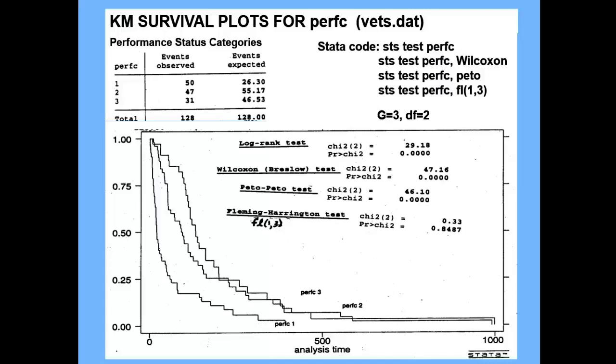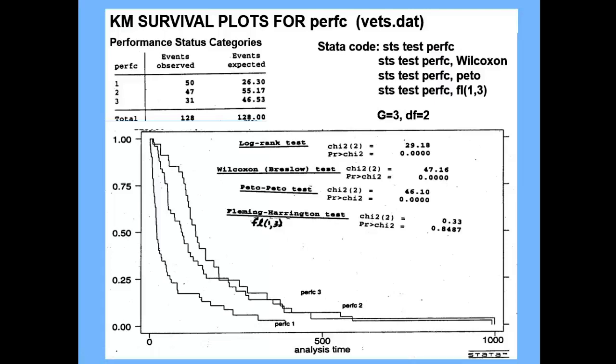If you were going to do the Wilcoxon test, what would you expect to happen? Would you expect the chi-square to be larger or smaller than the log rank test? Now look at the log rank test. Log rank test is 29.8. The Wilcoxon test is 47.16. Which is larger? Wilcoxon. Why is it larger?